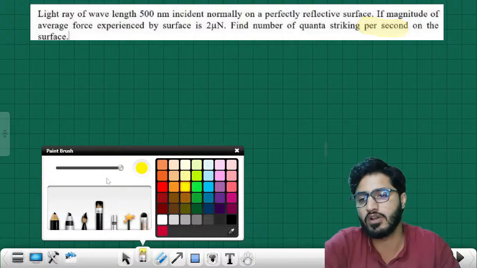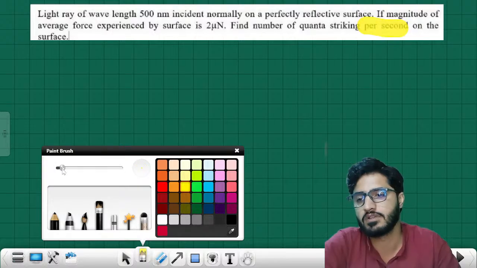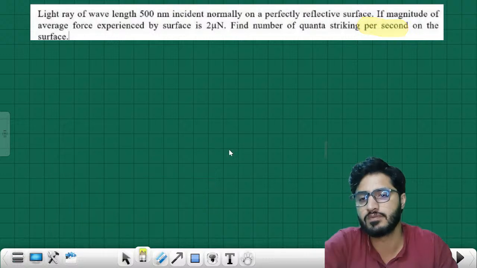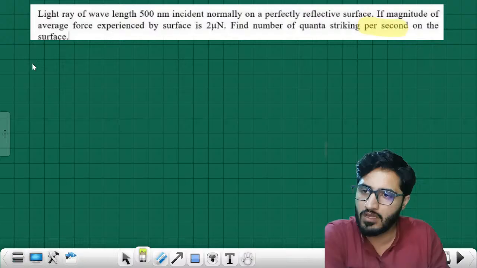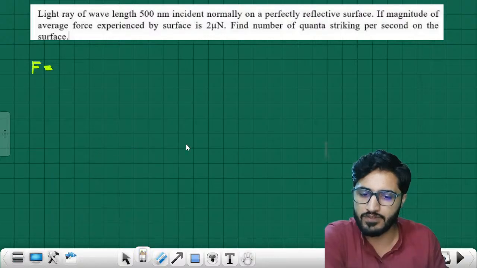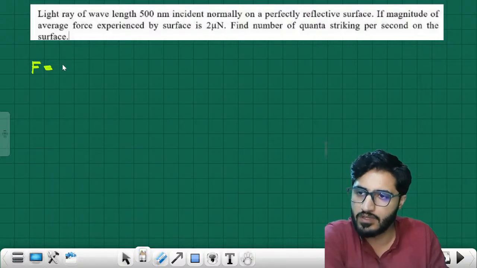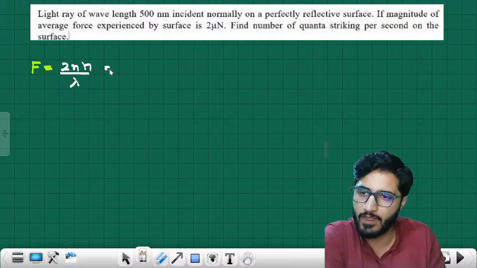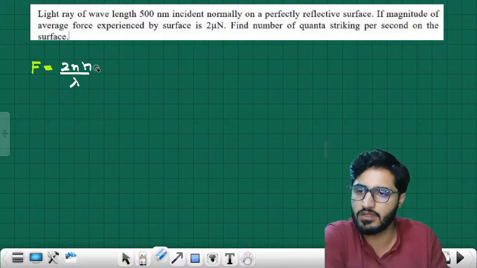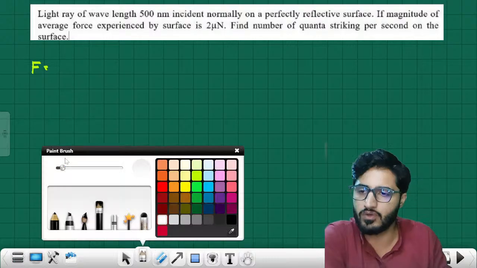How we will find small n? Look now. F equals 2nh whole divided by lambda. So what is given to us? 2nh by lambda. I will write in a very good way now.